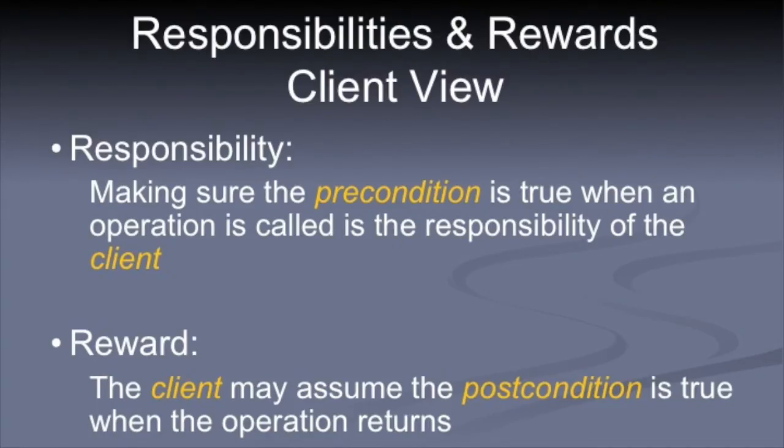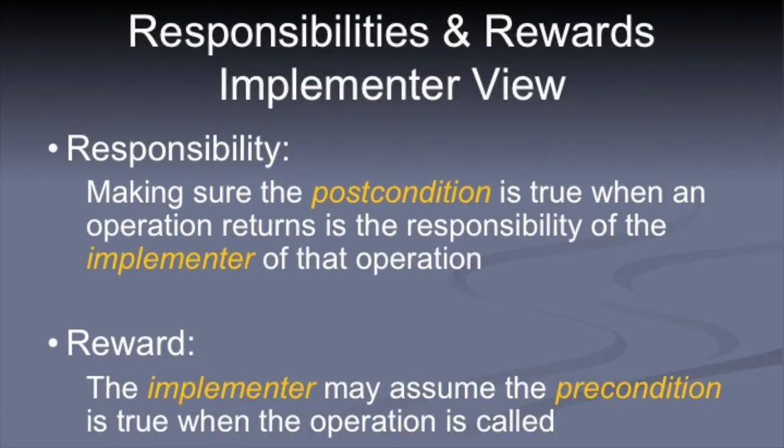With respect to this contract, there are responsibilities and rewards. Making sure that the precondition is true at the time of the call is the responsibility of the client. The reward is that the client may assume that the postcondition is true when the operation returns. Also under the contract, the implementer of the operation has the responsibility to see to it that the postcondition is true when the operation returns. The reward allows the implementer to assume that the precondition is true when the operation is called.